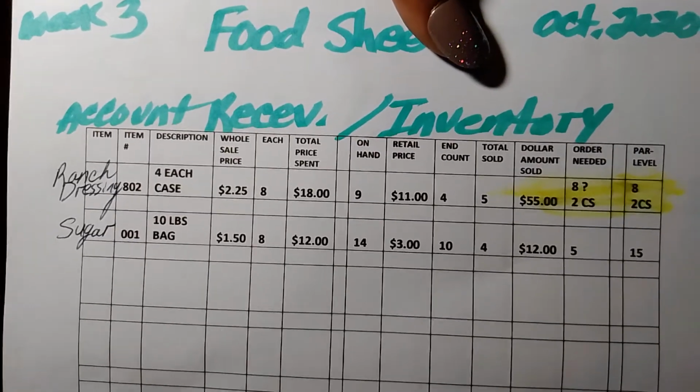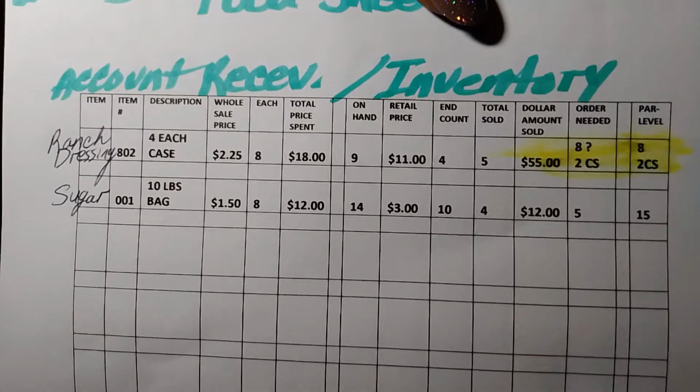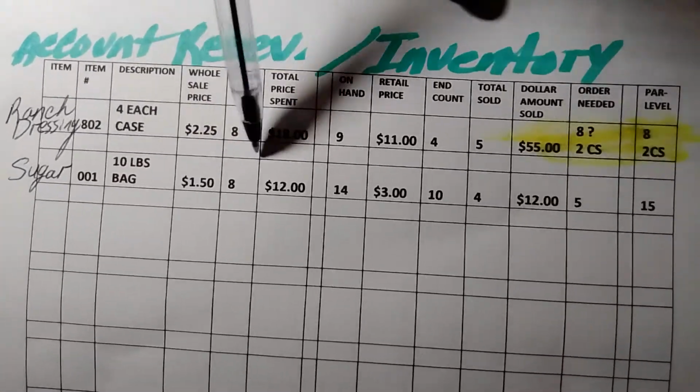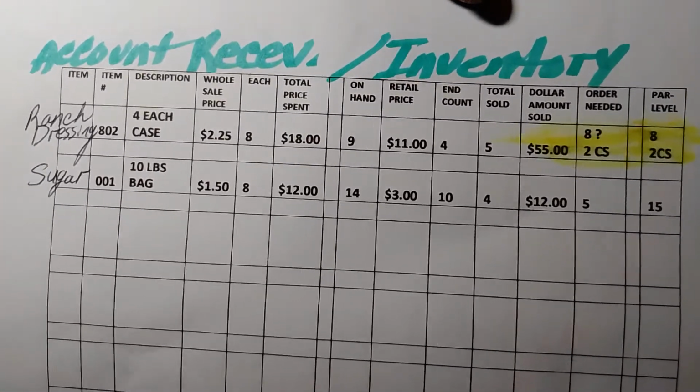And that's your ranch dressing and your sugar. And that's how we do accounts receivable. You record that. Okay? And then after that, you do have your beverage sheet.